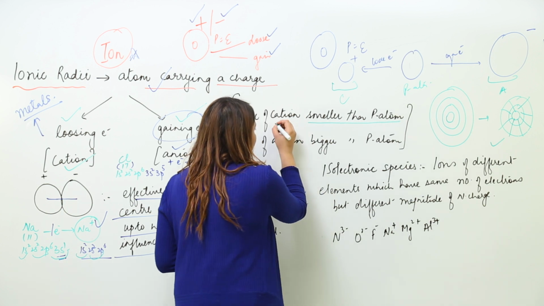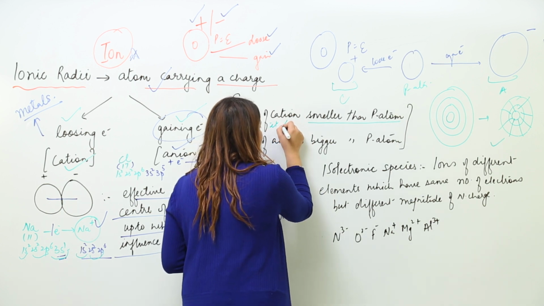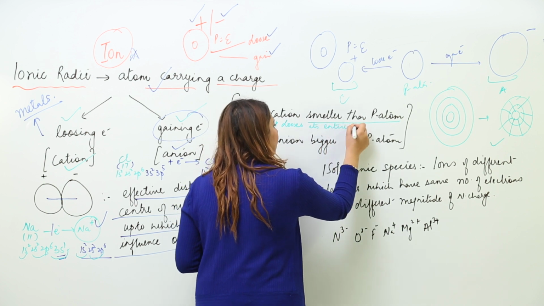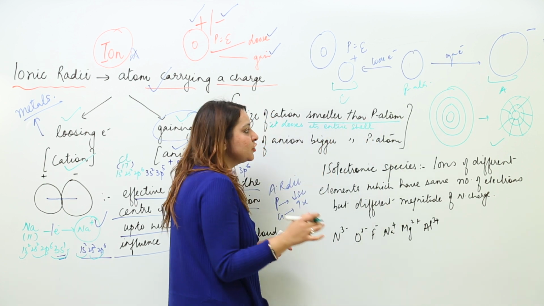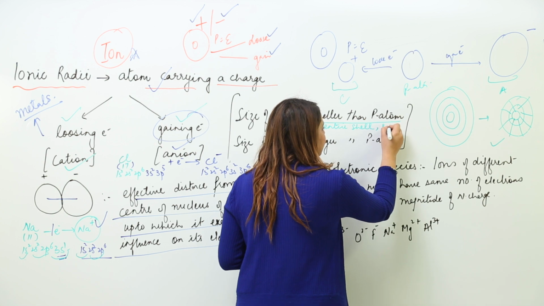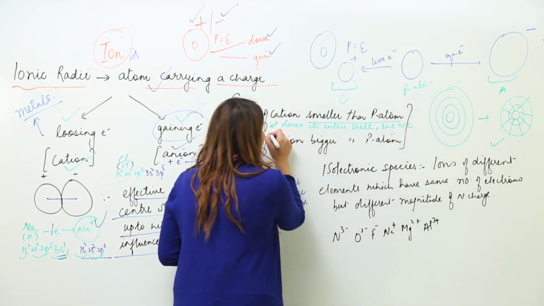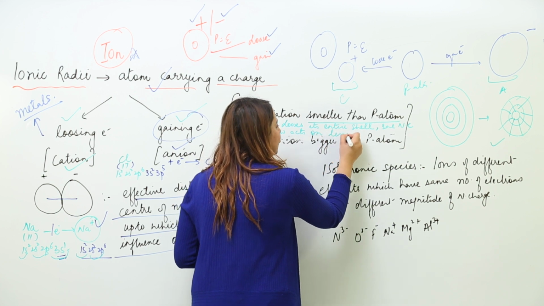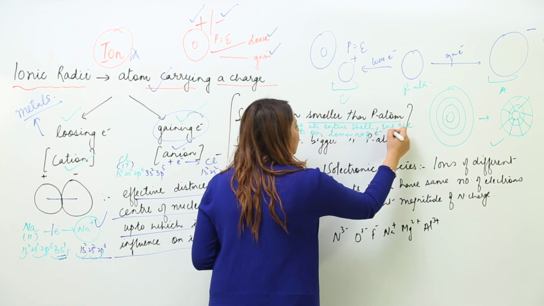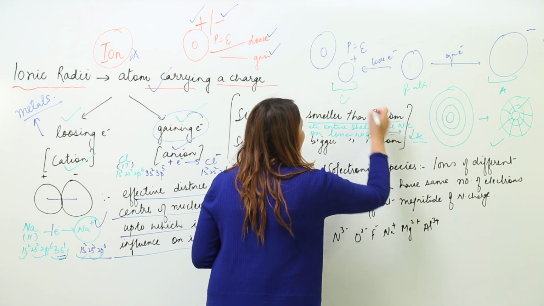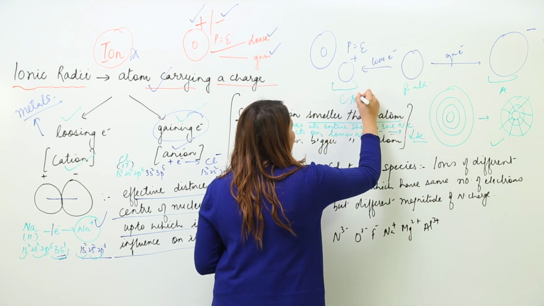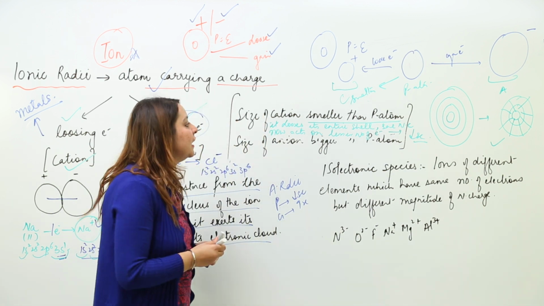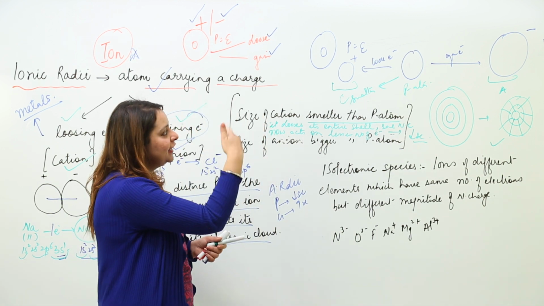The size is smaller because it loses its entire shell, due to which the same nuclear charge now acts on a lesser number of electrons, thereby the size decreases. That is the reason that a cation is smaller as compared to the parent atom. Likewise, we have seen that an anion is bigger.